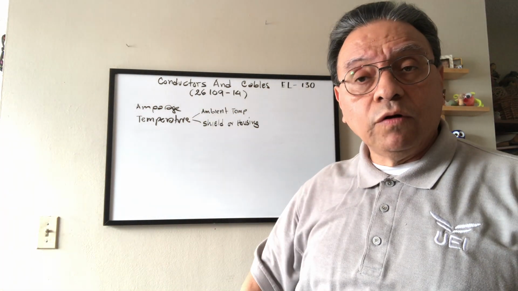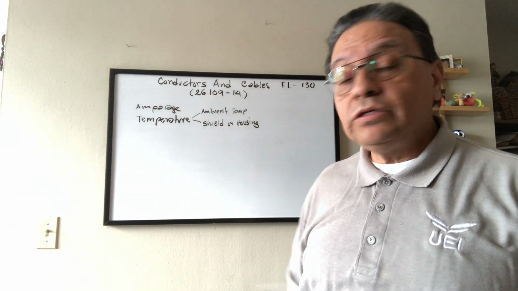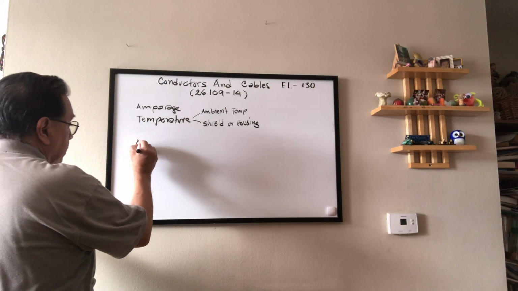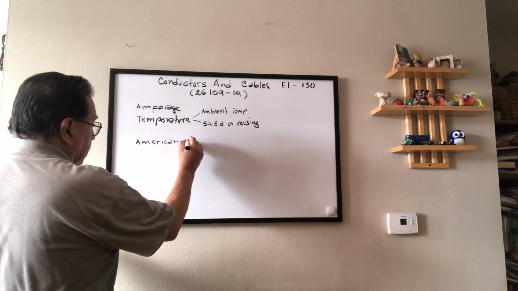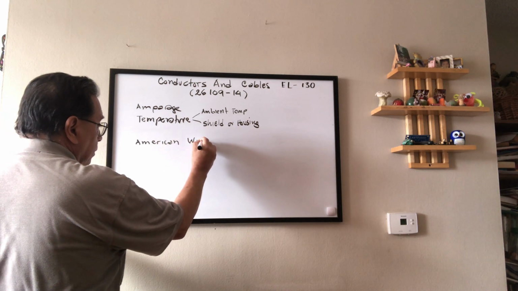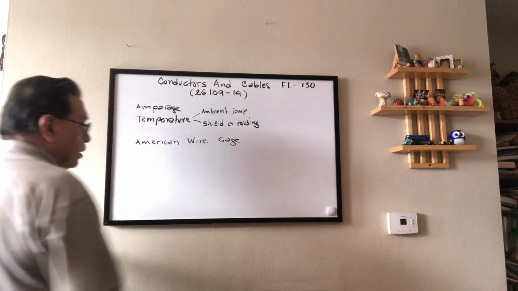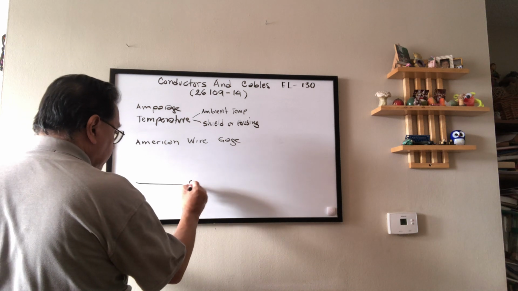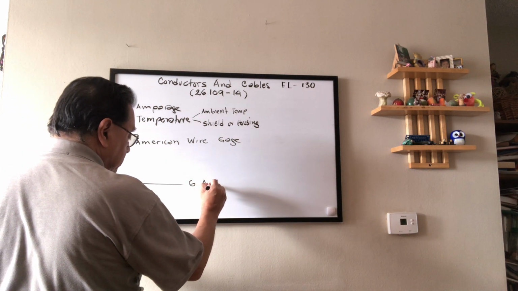But before we move on and use the tables, let me tell you that the electrical conductors are classified using what is known as American wire gauge, the American wire gauge. And there are two main divisions. Number 6, American wire gauge, the gauge number 6.